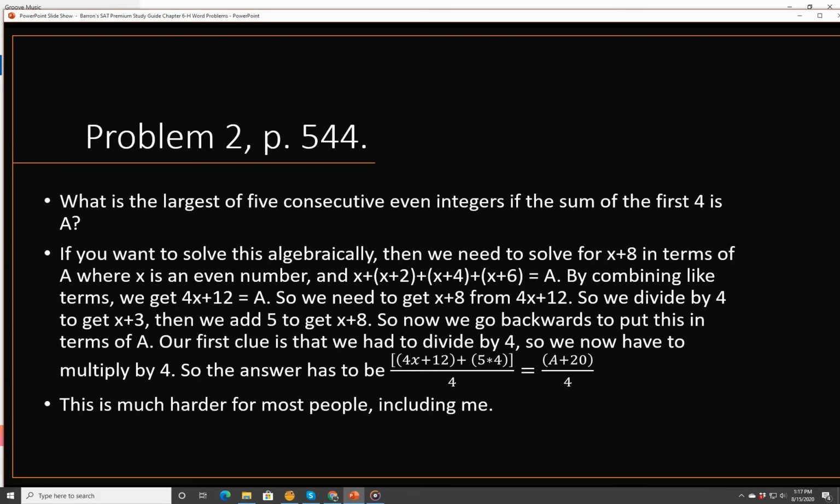Now, again, if you want to do this problem algebraically, you can. It's easier just to substitute in easy numbers and do it that way, but if you are not convinced, or you can only be confident if you do it algebraically, let's do it this way.